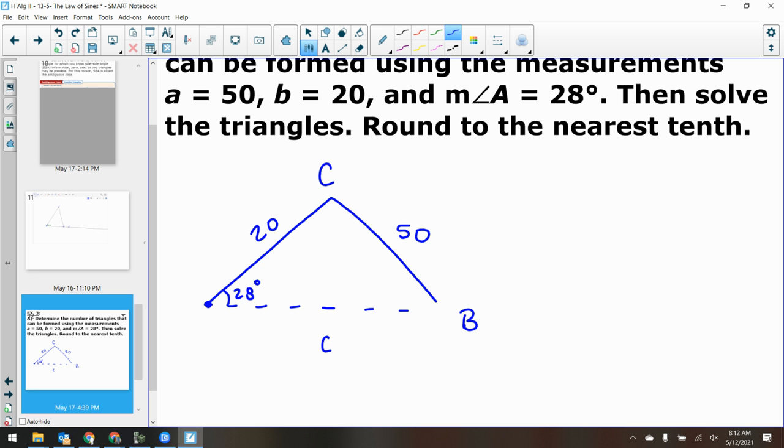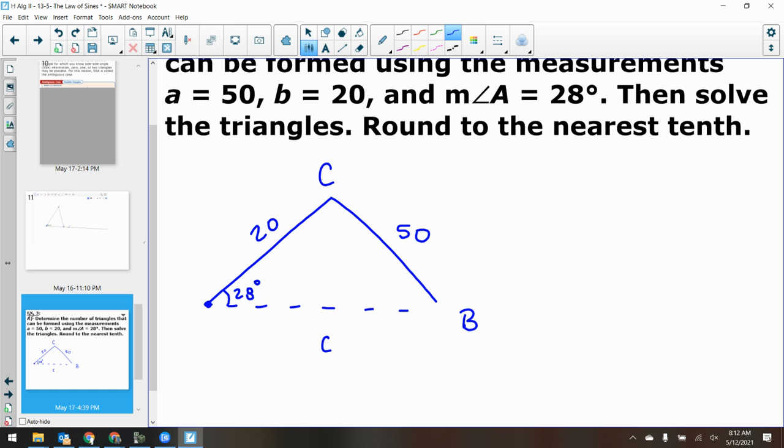Now, what's the only piece of information that I can find using the law of sines with this given set of information? I already have angle A and side A. What's the only thing that I can find? Angle B, right? I've got angle A and side A, and I've got side B. So the only thing that I can find here is angle B. Could I find anything that has C included with it? No, because I'm going to end up having to write sine C over C, which you can't do with 2 variables.